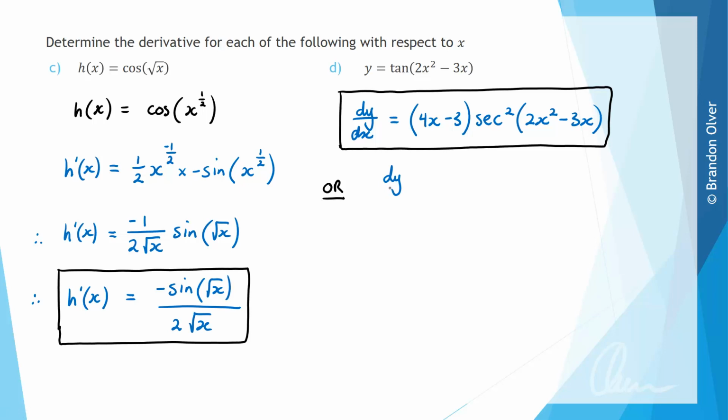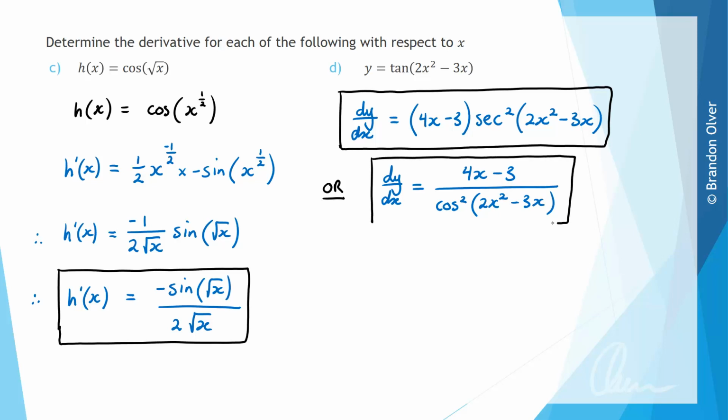So the derivative dy dx could also have been written as, and we know sec squared is the same as 1 on cos squared, and that's written in the formula sheet. So we could leave the 4x subtract 3 on the top line, and then we divide that by cos squared of the inner 2x squared minus 3x. So that is another equally valid way that we could have expressed this derivative for part D.